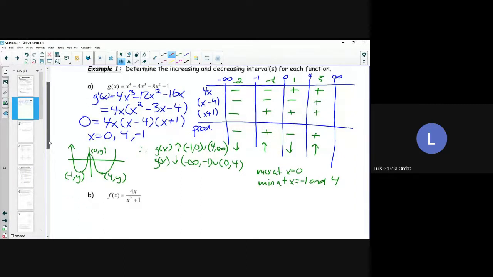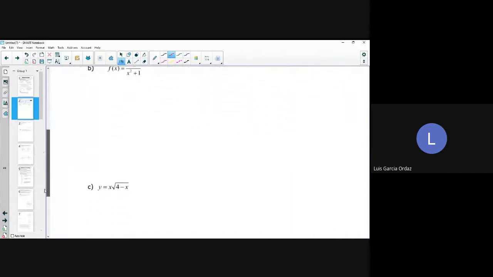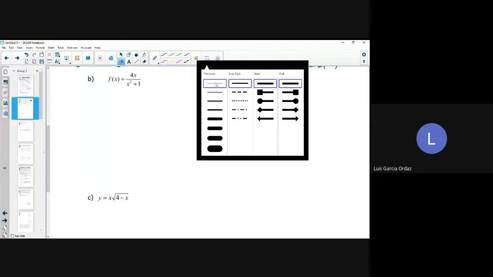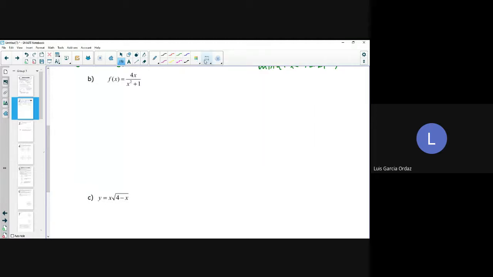So now let's go into a rational equation function. We have our function f of x is equal to 4x divided by x squared plus 1. So we have to use our quotient rule because we have a rational function. So I take f prime of x is equal to the derivative of the first times the bottom minus the first times the derivative of the second, all divided by my denominator squared.